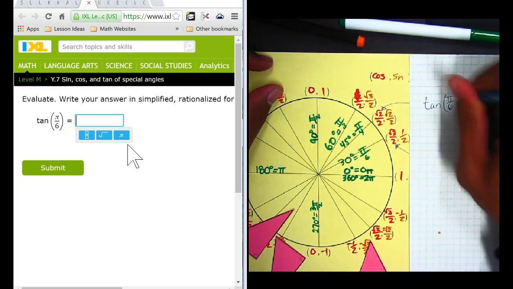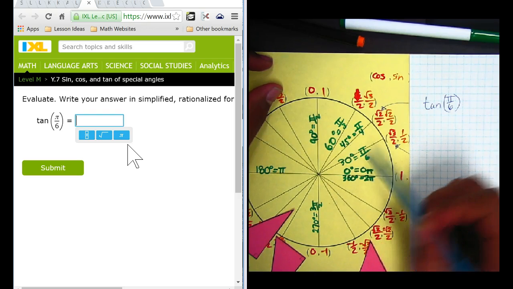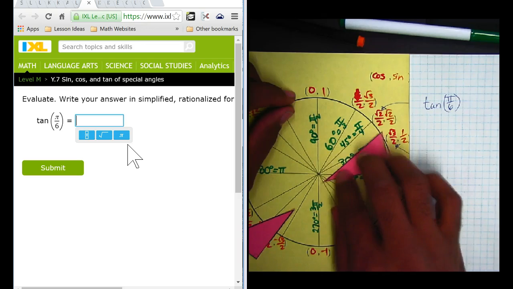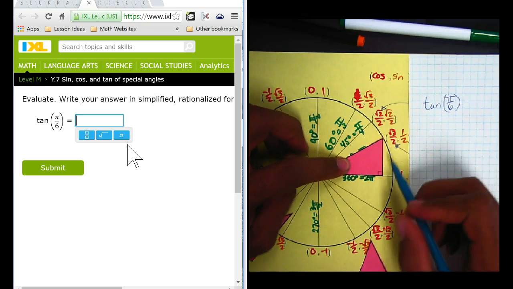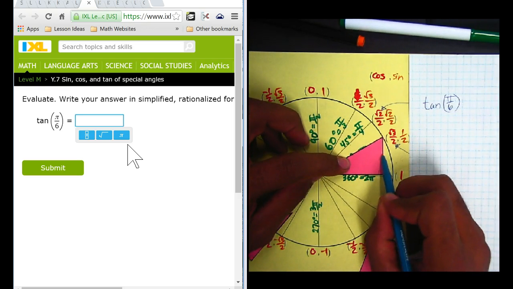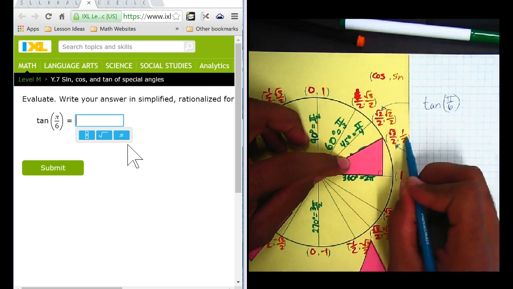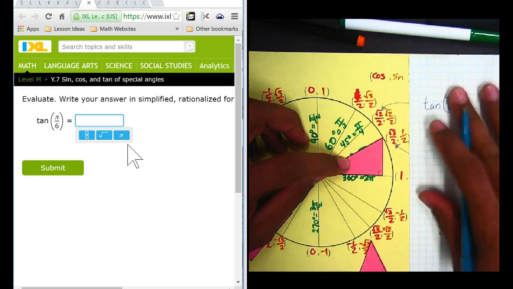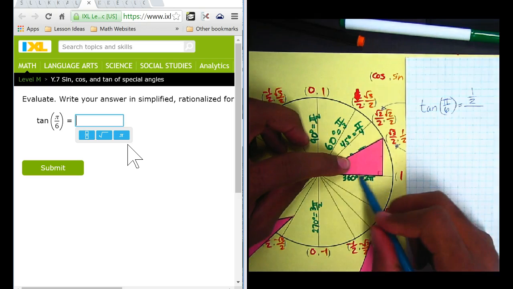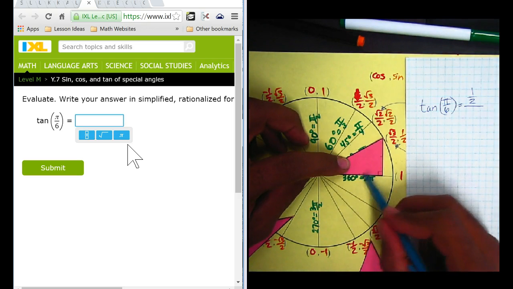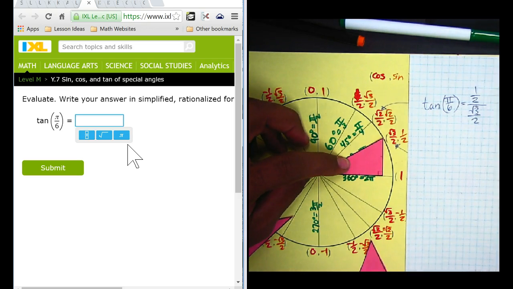Tangent of pi over 6. Well, again, let's go to our circle here. What is pi over 6? Pi over 6 is 30 degrees. So that means I'm in my 30 degree triangle. And tangent is going to be the opposite side over the adjacent side. Now the opposite is going to be our y value, which is 1/2. So 1/2 on the top. And the adjacent side is going to be our x value here, which is square root of 3 over 2.